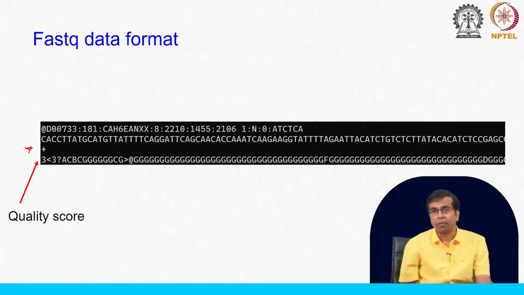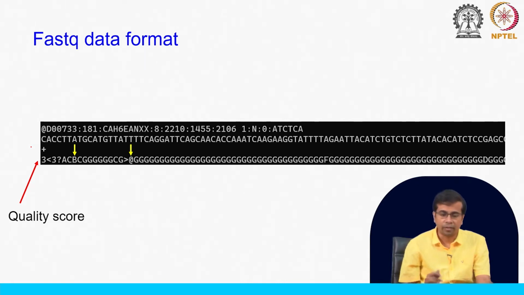Now, focusing on the quality score. This is not a number. Sometimes you see numbers like 3, 3, but most of them are letters like A, C, B, F, G, etc., or some symbols, for example a question mark or a greater than sign. So, how are these quality scores represented here?